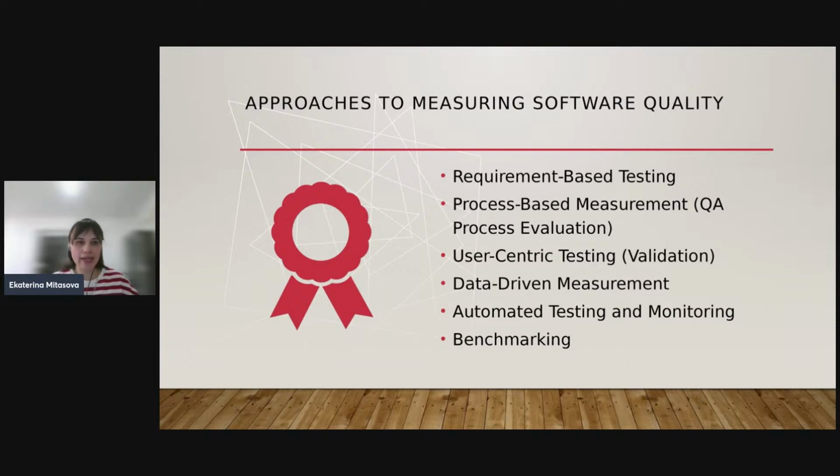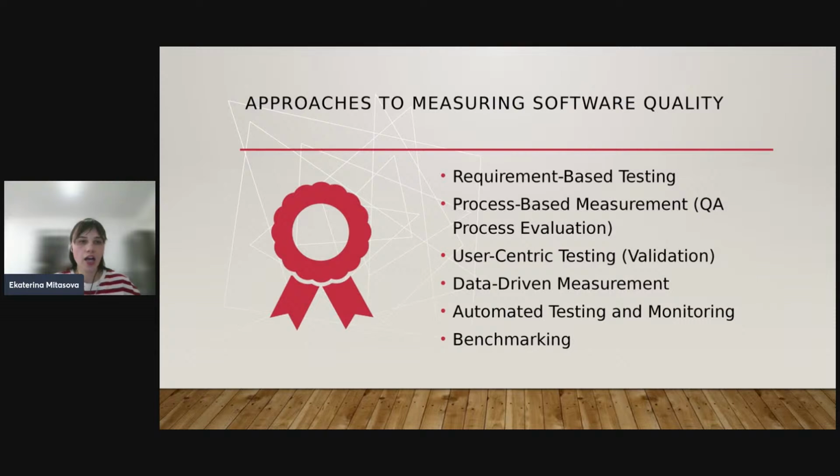The second one is process-based measurement. It's often also referred to as QA process evaluation. It measures the effectiveness of development and testing practices, for example, defect discovery rates and test coverage. It focuses on adhering to QA workflows, resolutions of defects, and ensuring test plans align with goals. For example, we compare the number of passed versus failed test cases during regression testing.